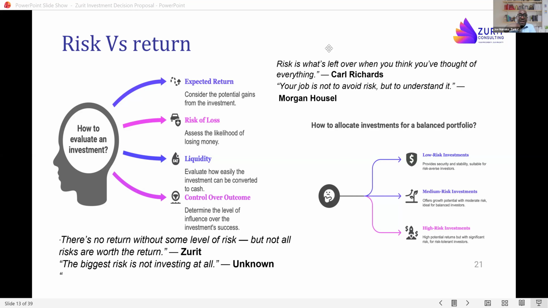And then, is it possible that I might lose my money? Could be a possibility. So how do I make sure that I reduce my risk of loss as much as possible? Then how easy is it for you to convert your investment into cash? Then remember we talked about management. Do you have control over the outcome? Or who has control over the outcome?